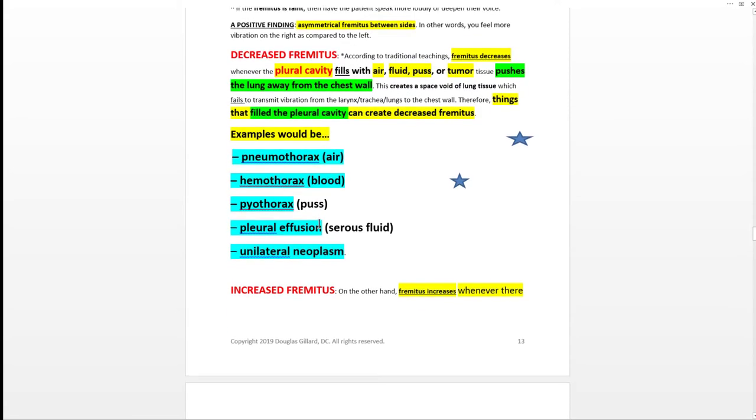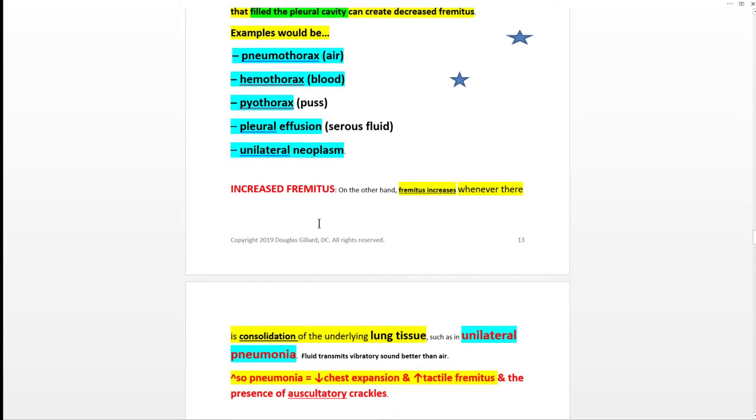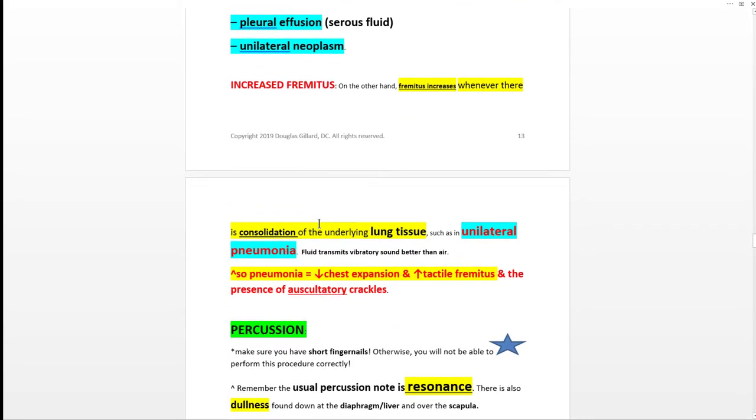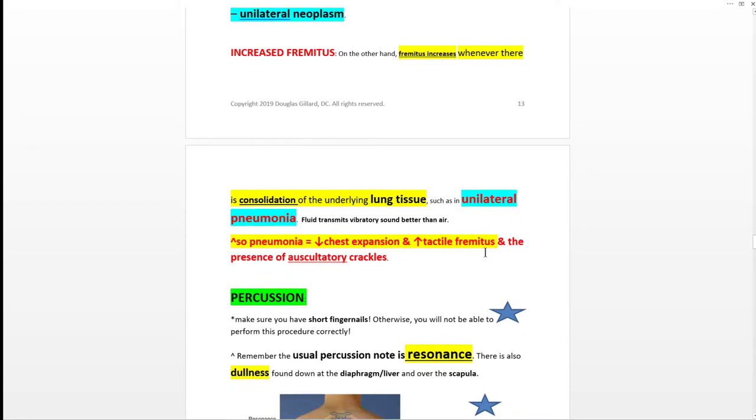Okay, is there anything that can increase the feeling of vibration? Well, back to our unilateral pneumonia, because water does transmit sound good. If the whole lung is wet and filled with water, it'll transmit that sound really well, and you'll feel a crazy vibration there. Not loud, but you'll feel the vibration really well. And so unilateral pneumonia.